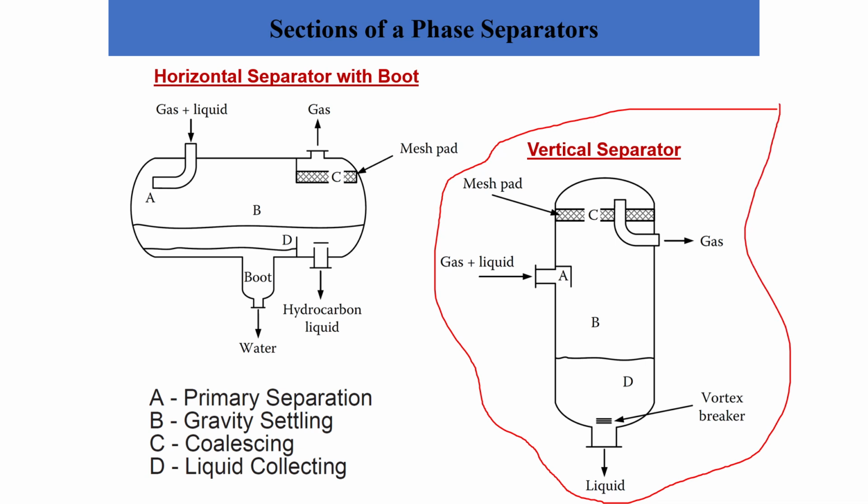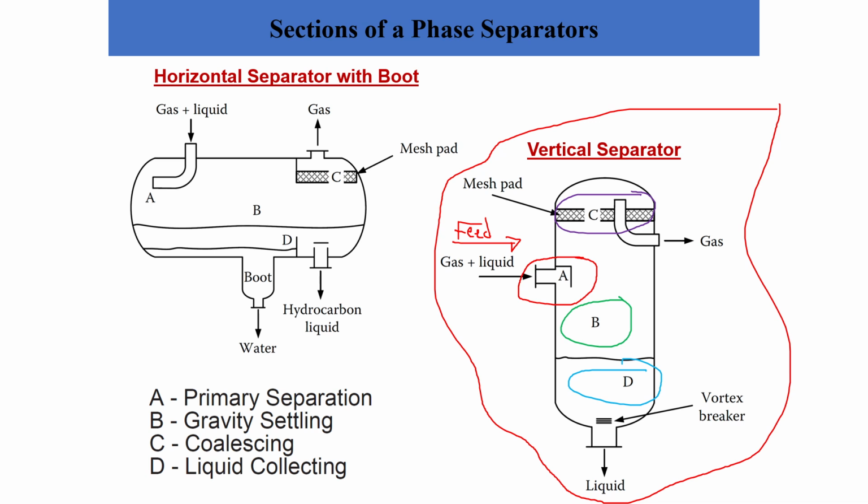Now for the vertical separator, let me put it this way. Here you have the flow of the feed, which has gas and liquid coming into a vertical separator. So we have four separation areas: area A, area B, area C, and area D. Okay, so let's look at them one by one.